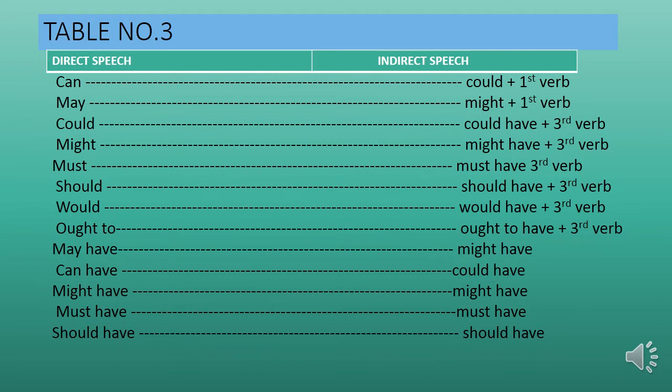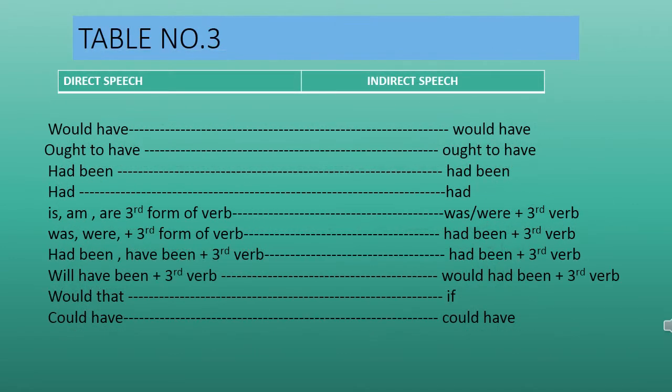May have changes into might have. Can have changes into could have. Might have changes into might have. Must have changes into must have. Should have changes into should have. Would have, ought to have, had been, had, is, am, are plus third form of verb; was, were plus third verb; had been plus third verb; have been plus third verb; will have been plus third verb; would have been plus third verb; would, that, if, could have, could have.